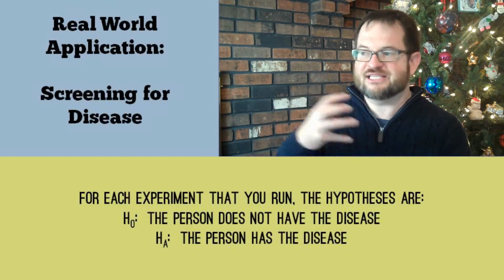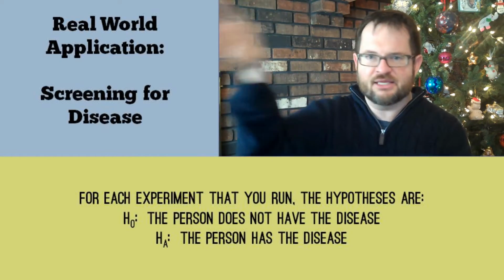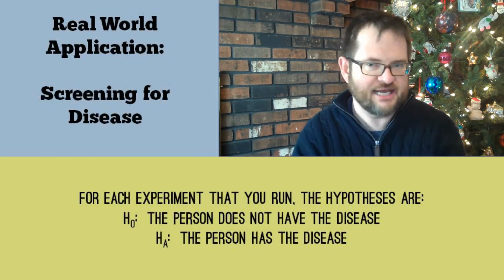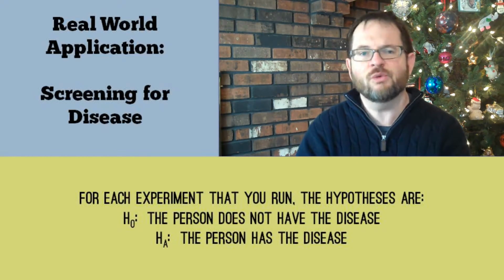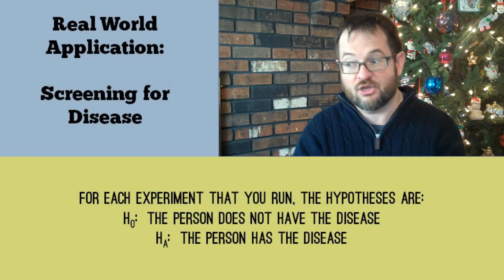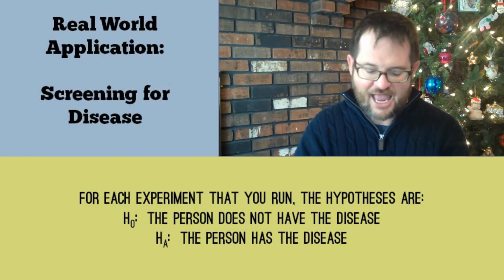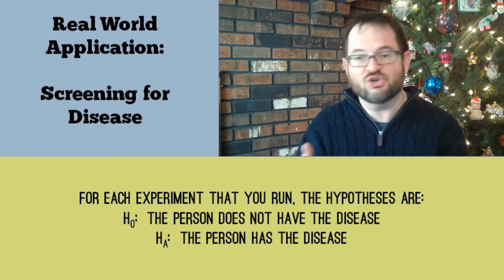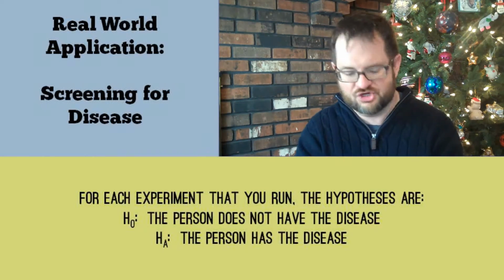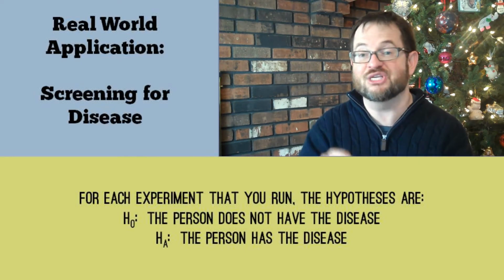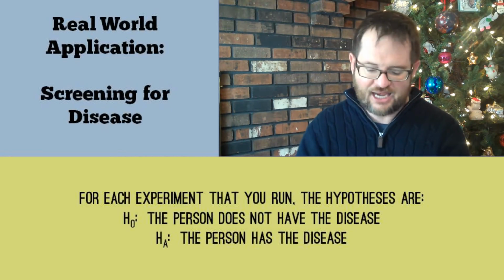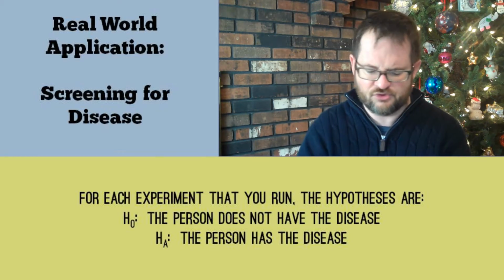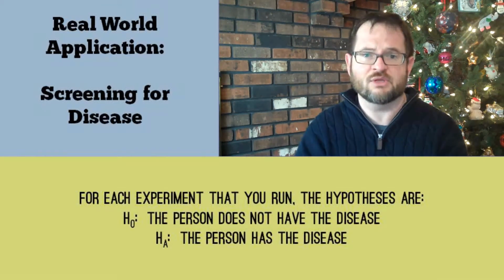So each experiment that you run, each time you bring in somebody's blood and run it through your machine that tests whether they have that disease or not, you're really running an experiment where you have written two hypotheses, and this can actually be done either way in terms of which one is H naught and which one is HA. For the purposes of what we're doing here, I wrote H naught to be that the person does not have the disease, and HA is that the person does have the disease. There are pros and cons to writing the hypotheses both ways, but let me work with it this way.